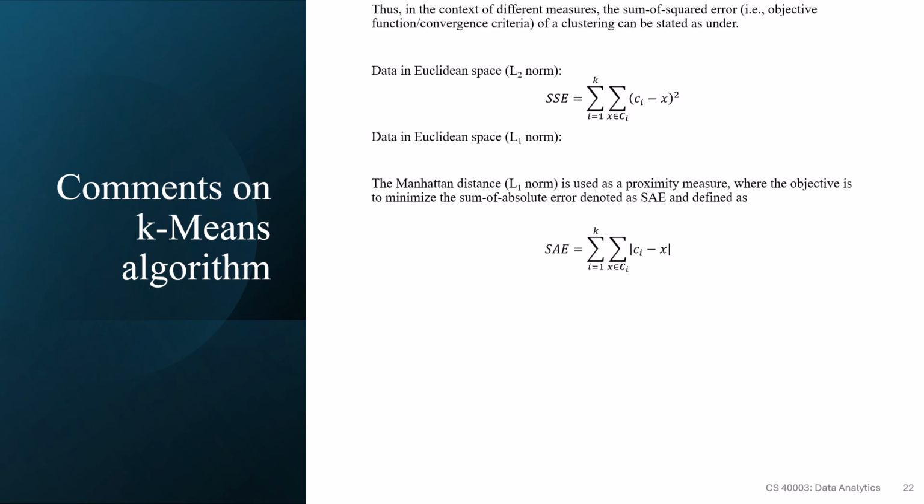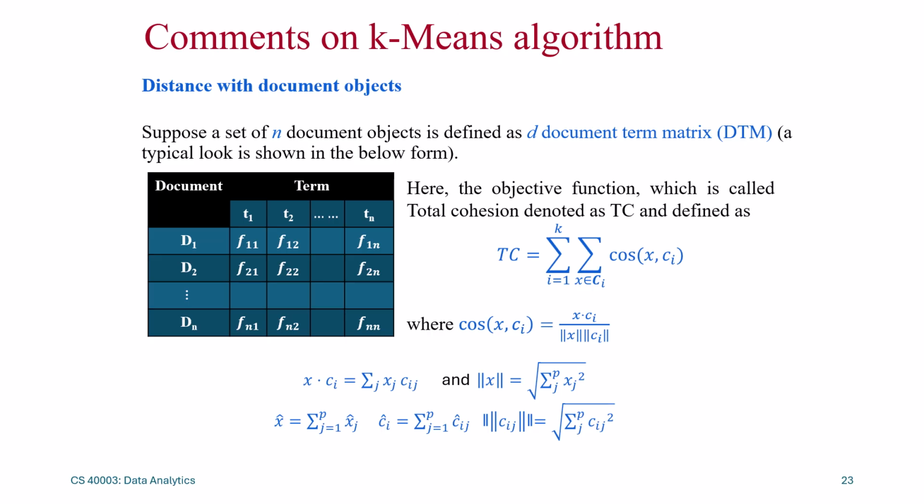Thus, in the context of different measures, the sum of squared error of a clustering can be stated as follows. For data in Euclidean space, the sum of squared error formula has been given. For data in Euclidean space with L1, the Manhattan distance, the sum of absolute error also has been given on the screen. Suppose a set of n document objects is defined and the document-term matrix is shown like this. Here the objective function, which is called the total coefficient, can be denoted as the TC value. This also can be defined.